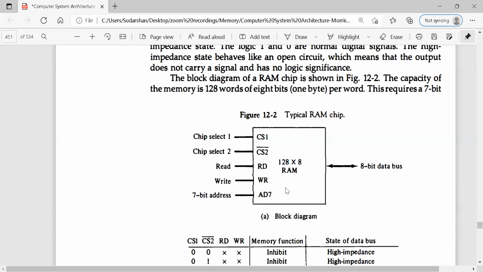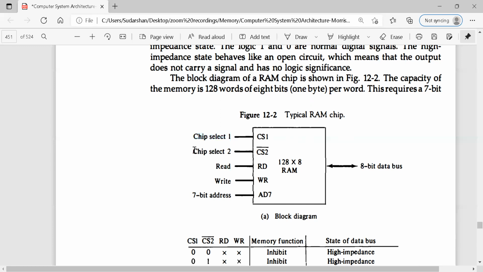How many storage locations are there? I require 512 storage locations. That is going to be the size of my RAM. Since my RAM chip can have only 128 storage locations, and each location storing only 8 bits, I have to go for 4 such RAM chips. To select a RAM chip, you can make use of chip select 1.